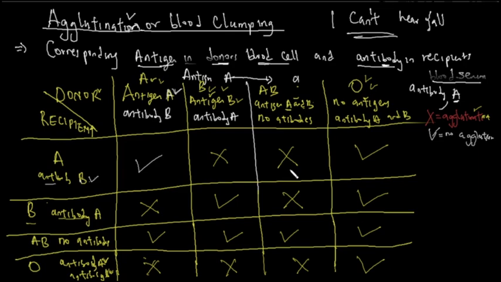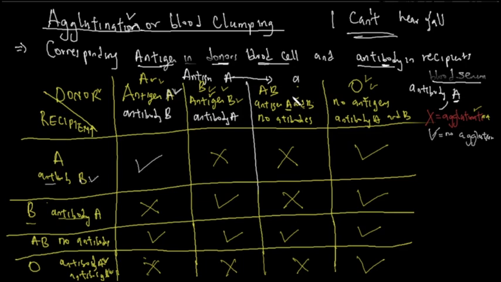Blood group AB are universal recipients. I don't think I need to explain what that means, or do I? Exactly. Good. While blood group O are universal donors.